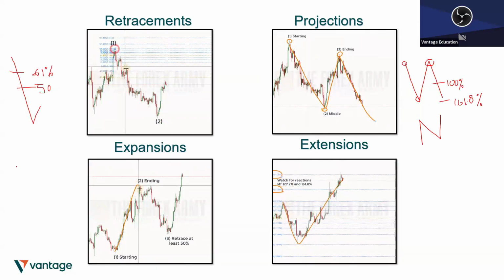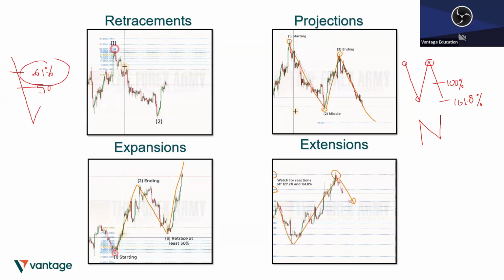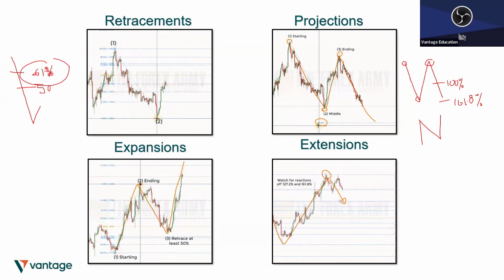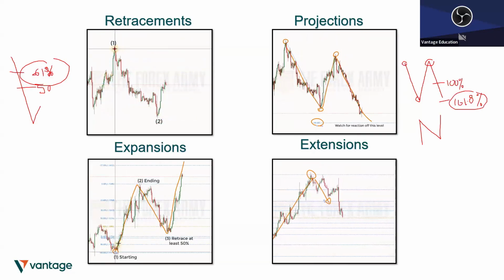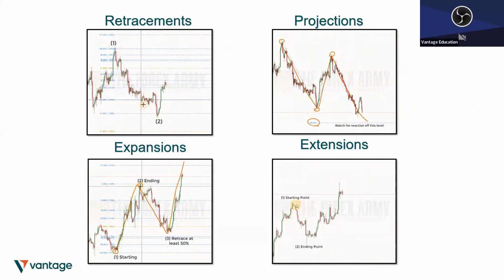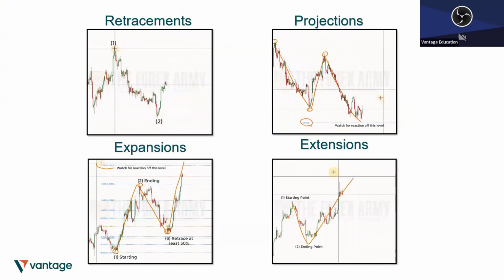Okay, so when it comes to Elliott wave, there are different levels to look at that are important. 61.8 is usually a very important level. 161.8 is usually a very important level. Okay, so that's all you need to know for now. I don't want to go more in depth because that's going to take a lot of time. We do want to cover today's topic.